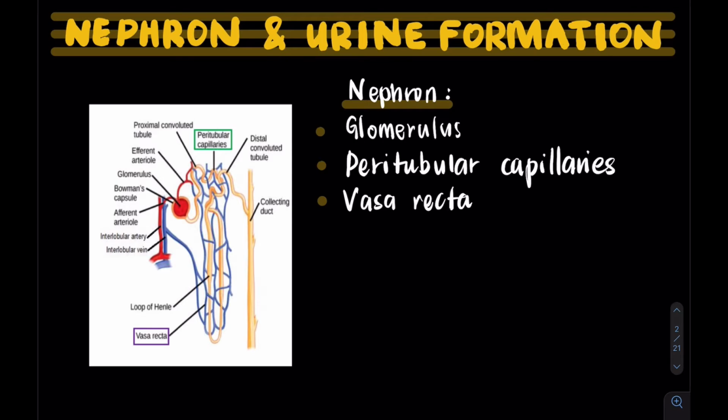Blood vessels that are associated with nephron are glomerulus, which are located at the Bowman capsule, peritubular capillaries that surround the proximal and distal convoluted tubule, and vasa recta that surround the loop of Henle.